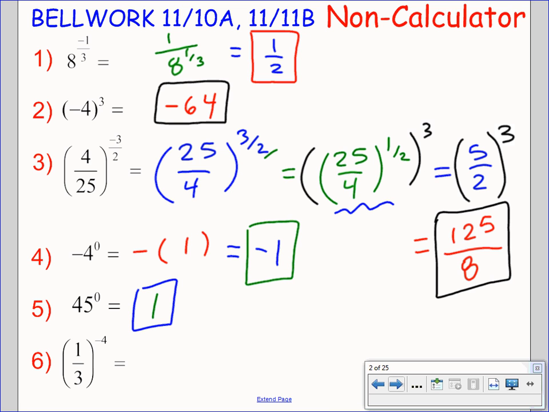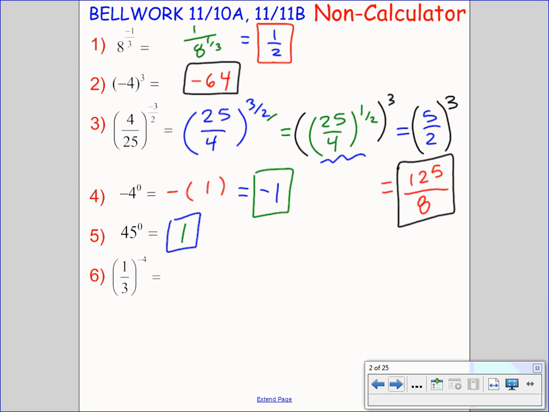Awesome. If it had been negative 4 in parentheses to the 0 power, then it would have been positive 1. Okay? Awesome. Let's go ahead and do number 6 then. 1/3 to the negative 4th power. We can rewrite that as the reciprocal raised to the positive exponent. So 1/3 to the negative 4 is the same as 3 over 1 to the positive 4. And now we'll simply find that on my power sheet.